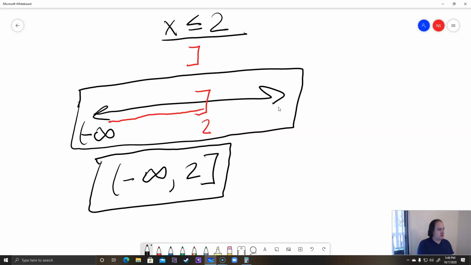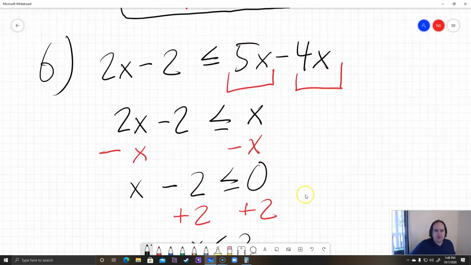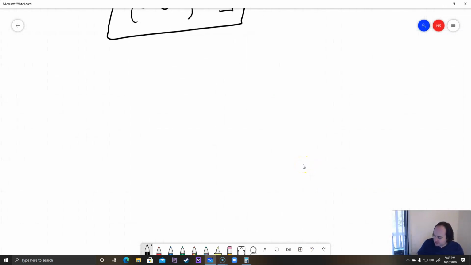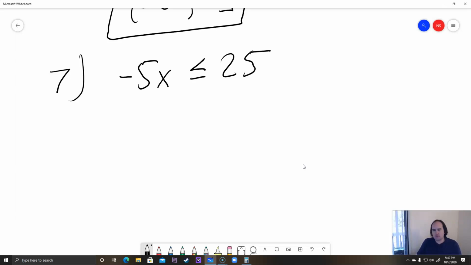The only thing I wanted to show you was, I mentioned it, if you have an inequality and you end up having to multiply or divide both sides by a negative number, you do have to flip the direction of the inequality. So that was the last thing that I needed to show you. So let's take a look at this next problem. Okay, so this is going to be problem number 7. Negative 5x is less than or equal to 25.